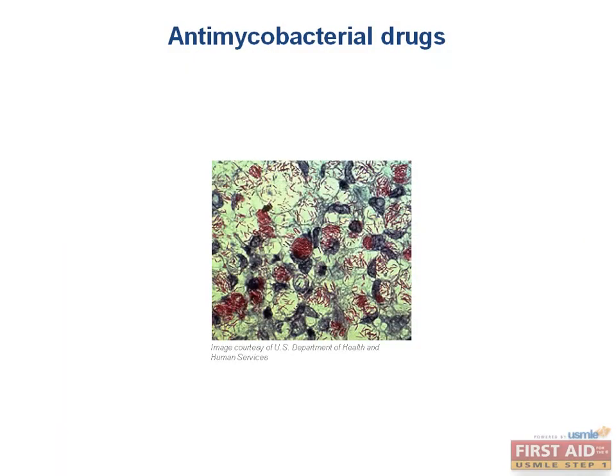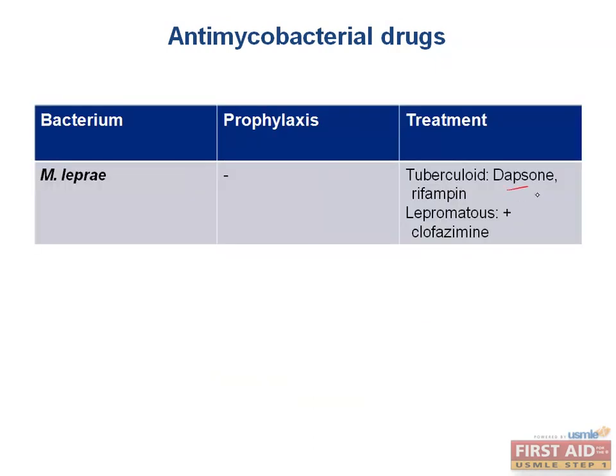Lastly, in this image, we'll see acid-fast stains that are shown of Mycobacterium leprae. Dapsone and rifampin are used for the treatment of Mycobacterium leprae in the tuberculoid form. You're going to add clofazimine when you have the lepromatous form. Note that there is no prophylaxis for Mycobacterium leprae.